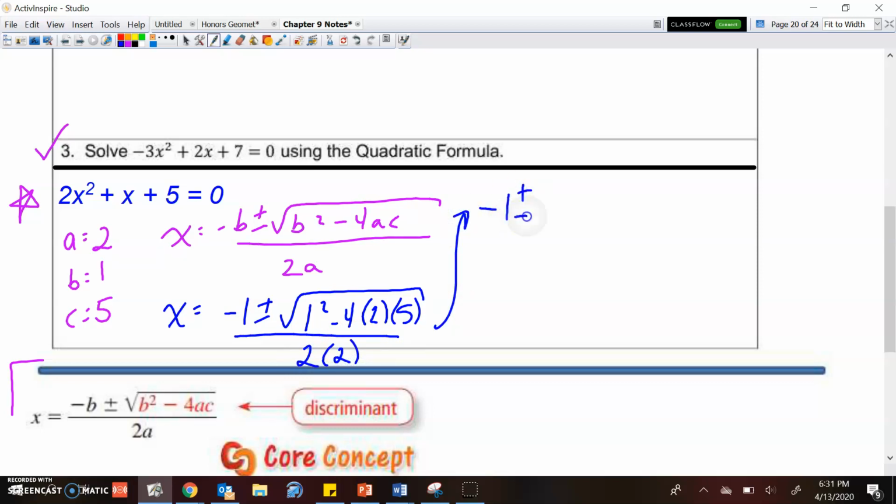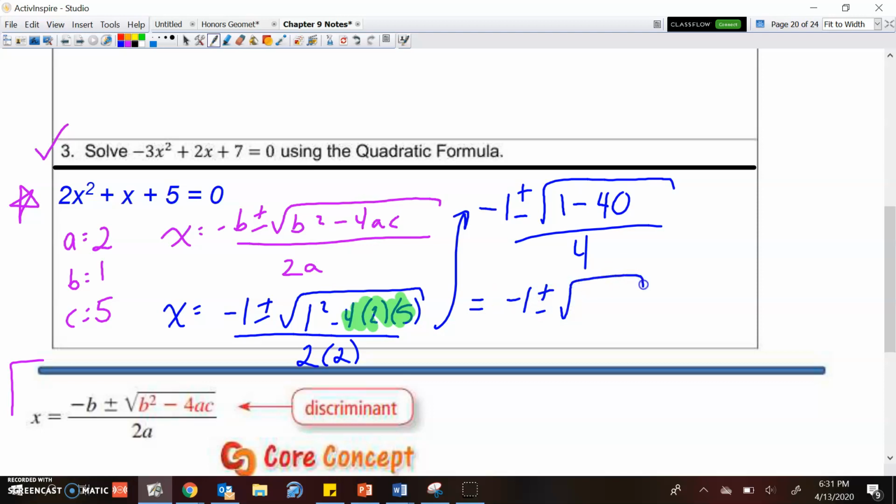So I get negative 1 plus or minus, and underneath here, 1 squared is 1, minus, and when I simplify the next portion, 4 times 2 times 5, 4 times 2 is 8, 8 times 5 is 40. All over 4. Now, my next step gives me negative 1 plus or minus, and underneath here I get negative 39. Well, at this point, I can't take a square root of a negative, and we talked in a previous lesson about how that's an imaginary number.